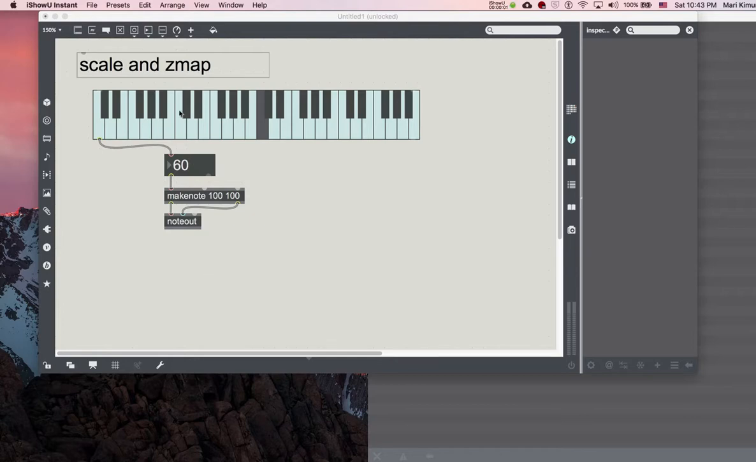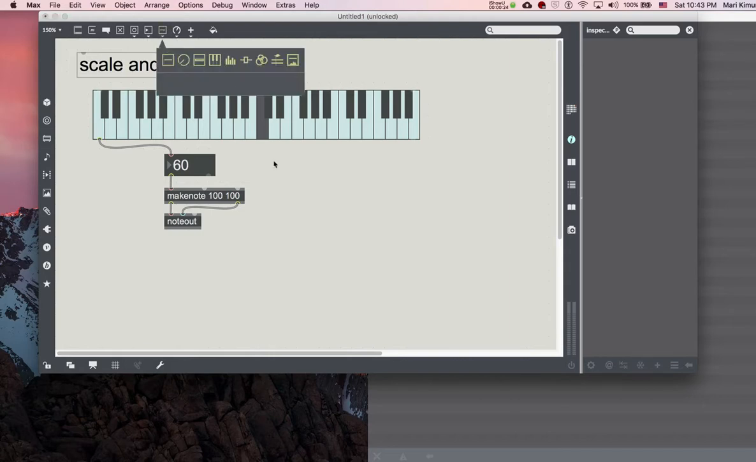Okay, so I'm talking about scale and zmap. This is a very useful object for anything to do with scaling different values. So here we have a key slider object. We know where that is. It's under here for some reason, I think. Okay, well, here, that is the key slider.